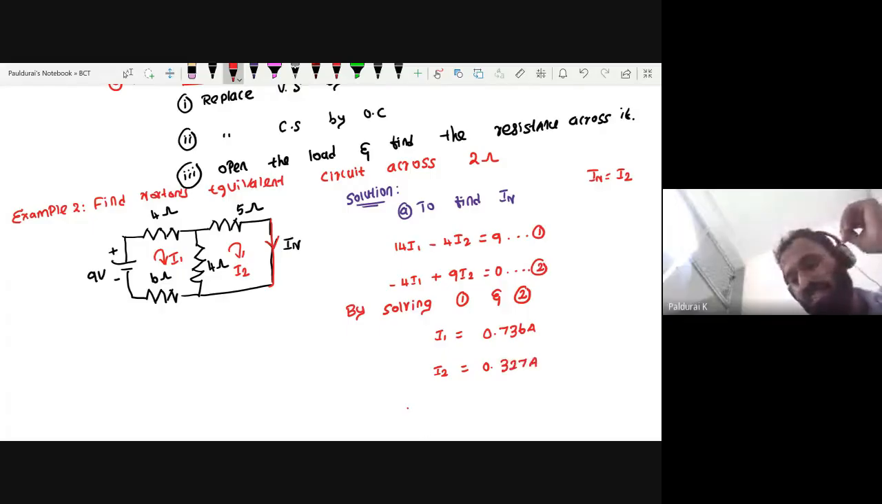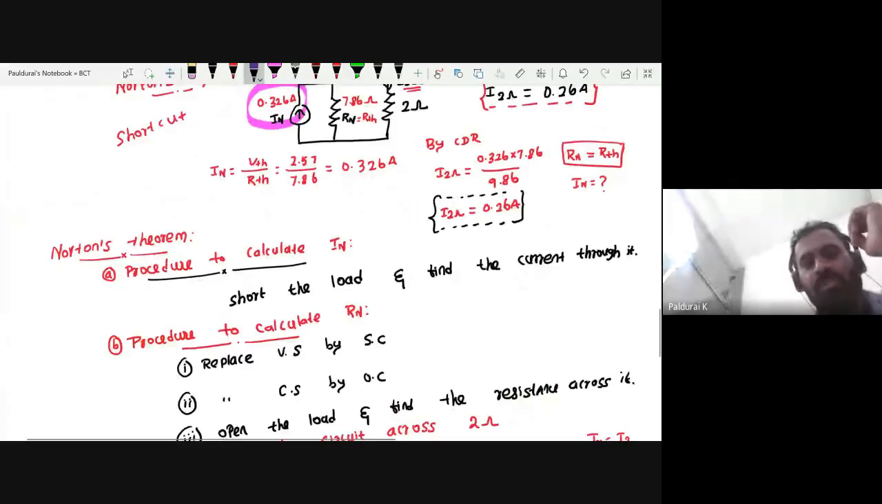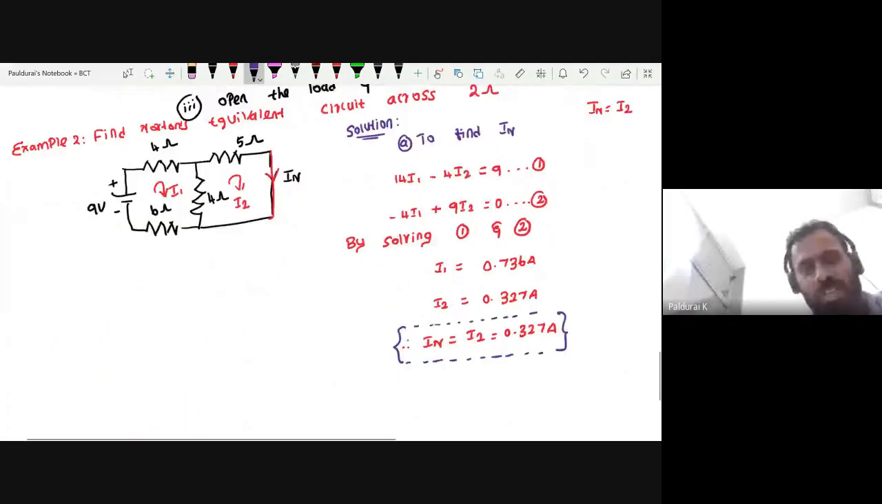Can you understand something now? So what is my IN? It is equal to I2, which is 0.327 amps. Actually, this one is expected, right? Already we found IN from the Thevenin equivalent. Can you remember? What is the value for it? You got 0.326. So in this way also you can verify.